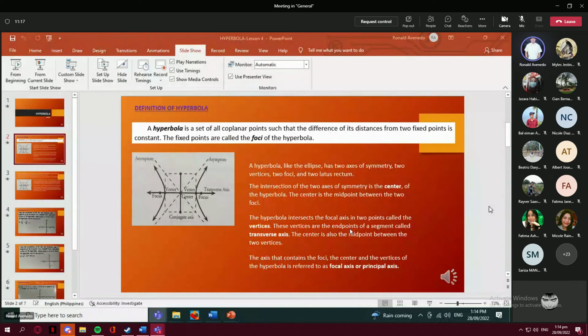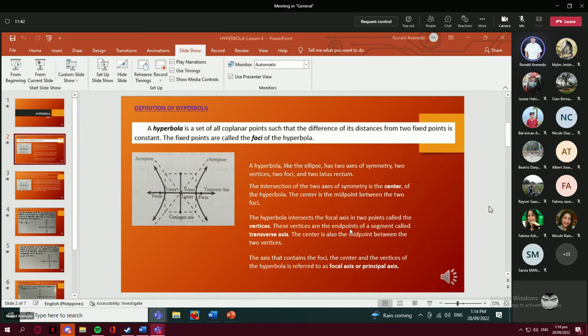The asymptotes are formed by joining two non-consecutive vertices of the auxiliary rectangle. So, as in the illustration, it looks like an X. And these two asymptotes intersect at the center of the hyperbola.